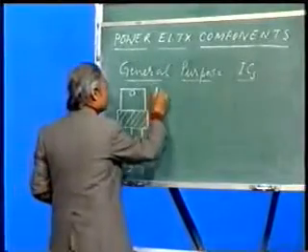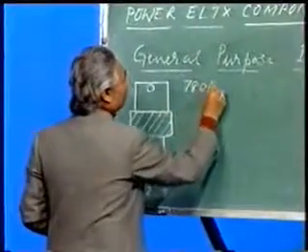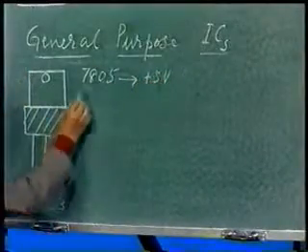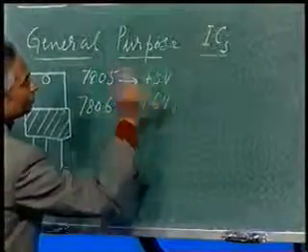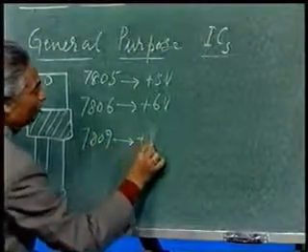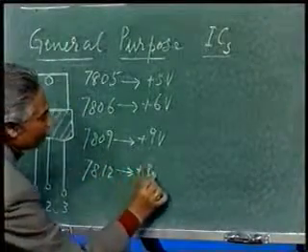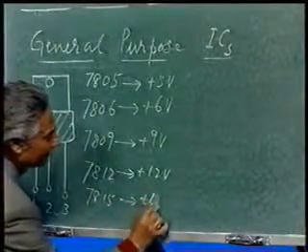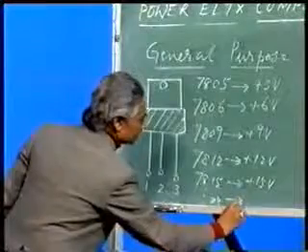The positive voltage regulator is the 78 series. So if you have 7805, it means it is plus 5 volt regulated supply. 7806 is plus 6 volt. 7809 is plus 9 volt. 7812 is plus 12 volt. 7815 is plus 15 volts and so on. It goes up to 24, I think. Yes.